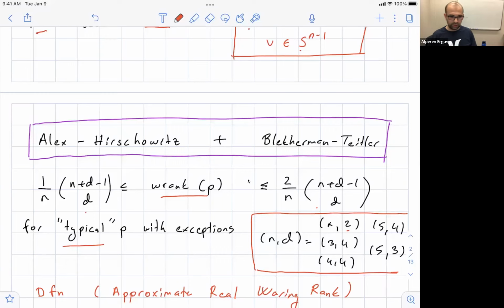So if you take this big Alexander-Hirschowitz theorem and this very nice paper by Blekherman and Teitler, they give you an answer for real Waring rank for the typical case. And typical means the following: the rank estimate that you're getting should be realized by a set of symmetric tensors or homogeneous polynomials, and the set should not have measure 0. It has a set which has an interior. Think about it that way. Okay, so that's what a typical object is, and they have these estimates.